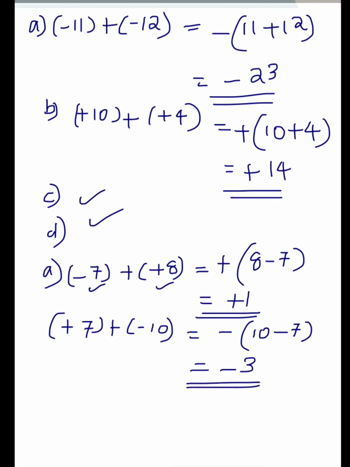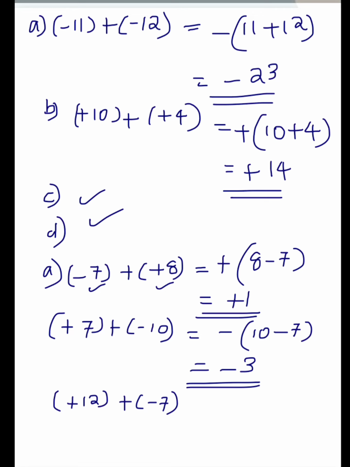While subtracting the smaller number from the bigger number, you don't have to consider the sign. Okay, you have to just subtract them and then you have to put the sign of the bigger number. Okay, here the bigger number is 10, so you have to put its sign. So the answer will be minus 3. Now let's do another question, that is plus 12 plus minus 7.